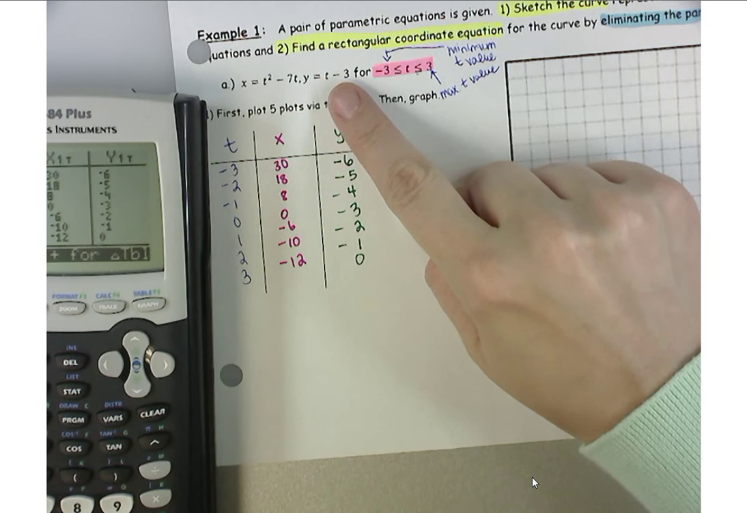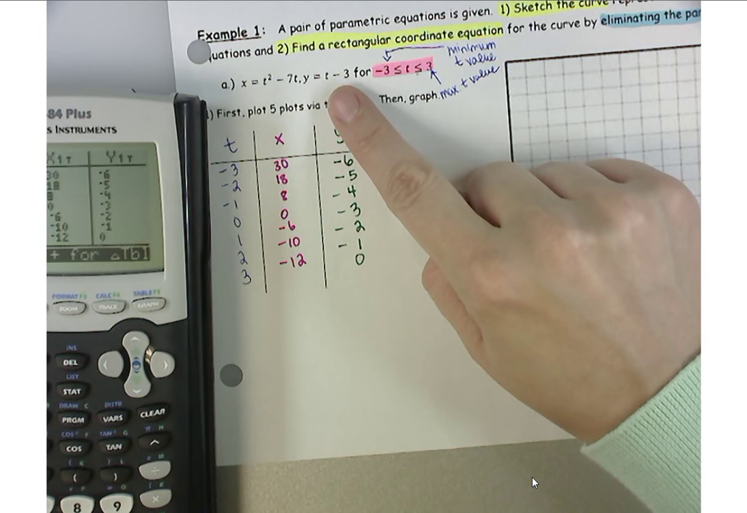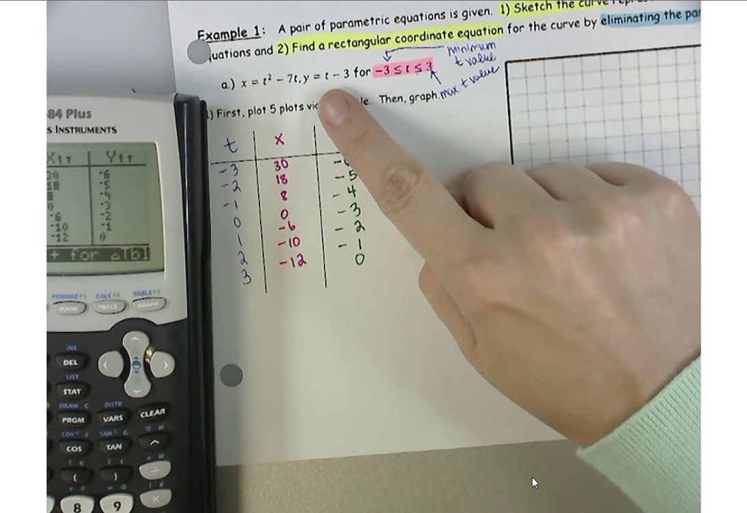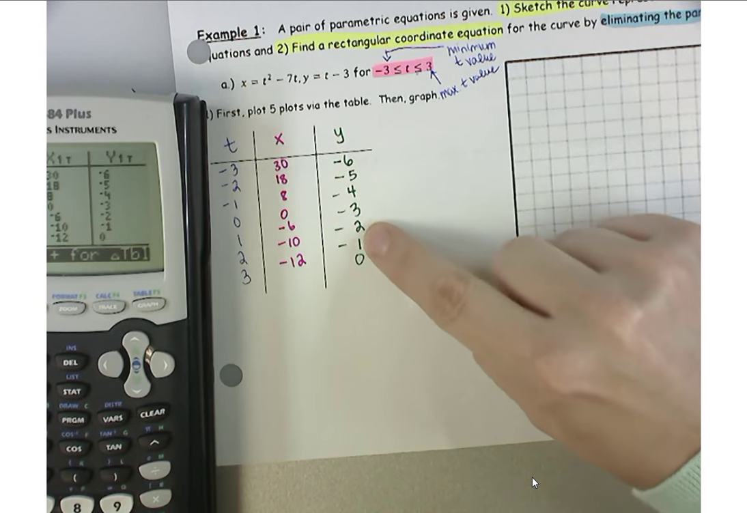Let's look at our equation. Y equals t minus 3, what type of equation is that? It's linear, right? So if it's linear, it's going to increase or decrease by whatever the slope is. So see how our slope is 1? Okay, that's why you're just adding 1 each time.